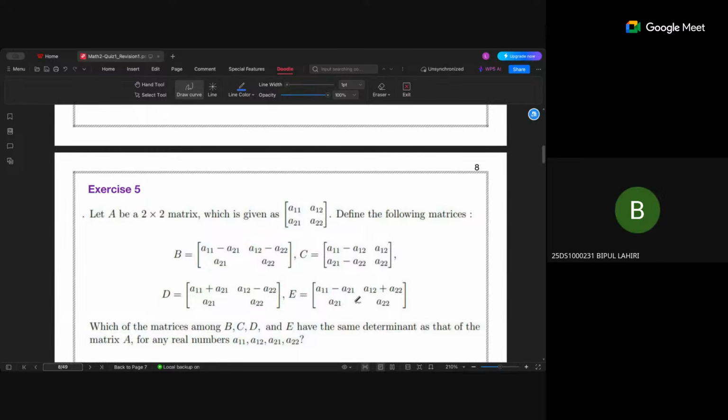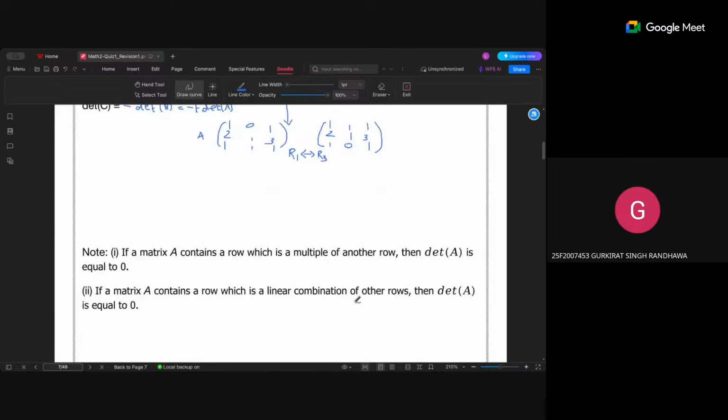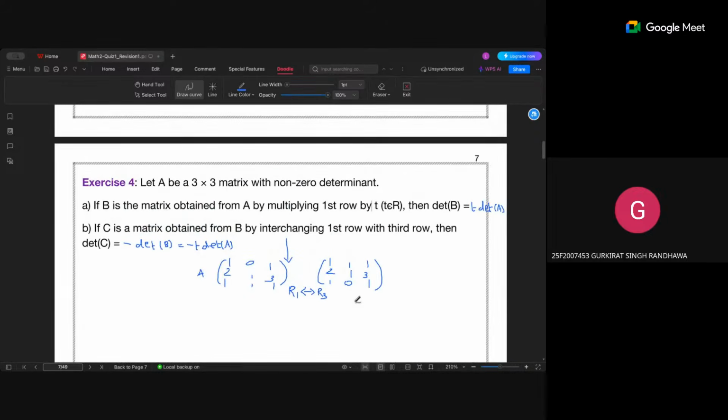Ma'am, can we attempt this one? I find that it is difficult. If you are changing two times, then it's not affecting the determinant, right? If you're changing the row two times, suppose you are interchanging rows another time, then the determinant will not be affected. Yes.